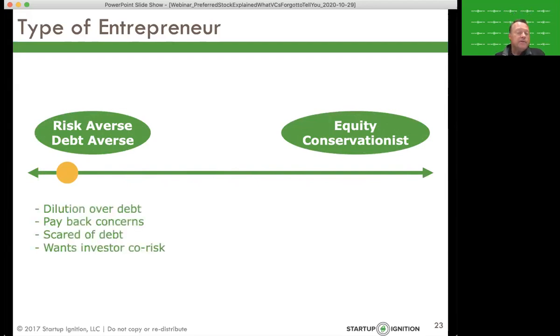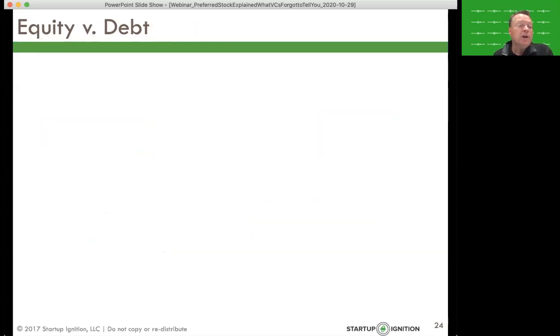So for instance, a risk-averse and debt-averse entrepreneur is somebody who will accept dilution over taking on debt. They're worried about paying back the debt, they're a little scared of debt, and they want the investor to be at co-risk with them. An equity conservationist entrepreneur, in contrast, wants to avoid selling equity cheap early on in the venture. They also show a very high commitment level, and they're trying to conserve wealth for the founders and the early employees.